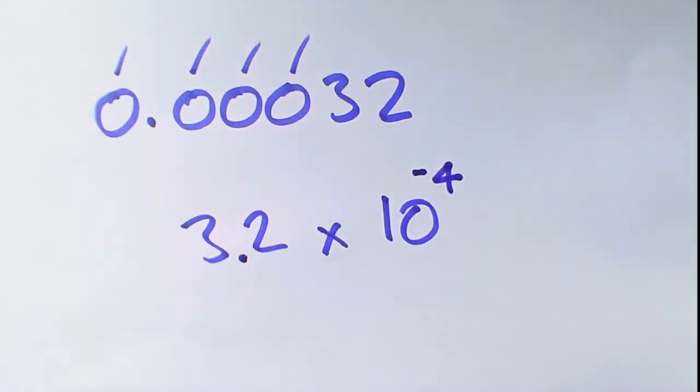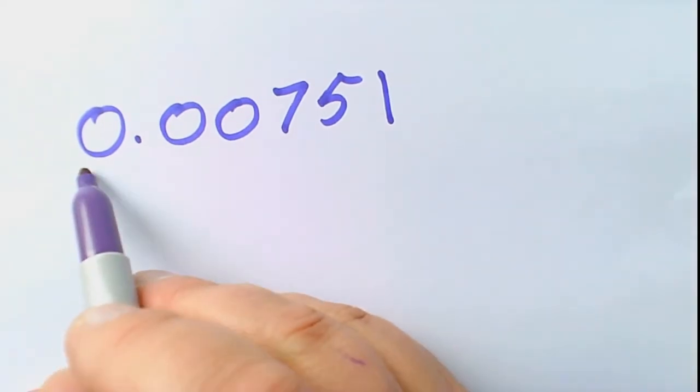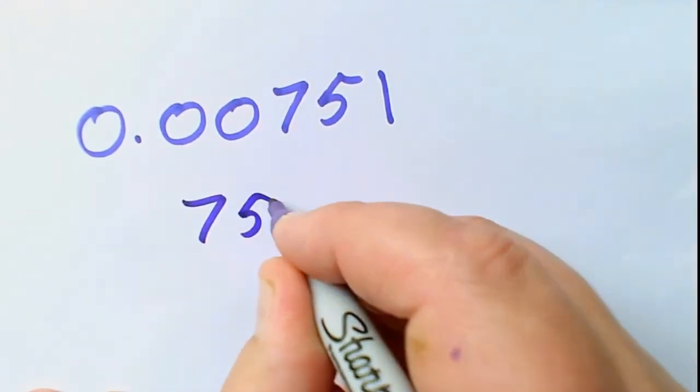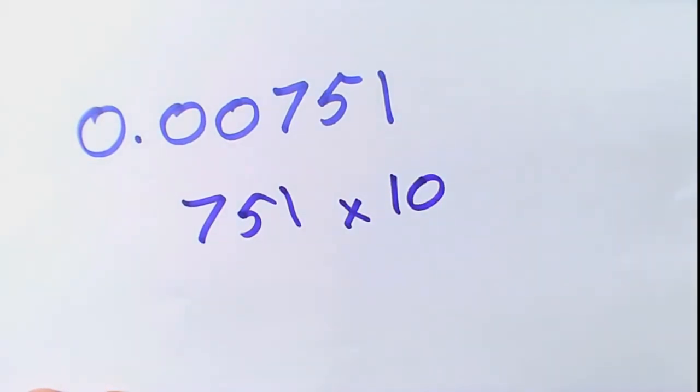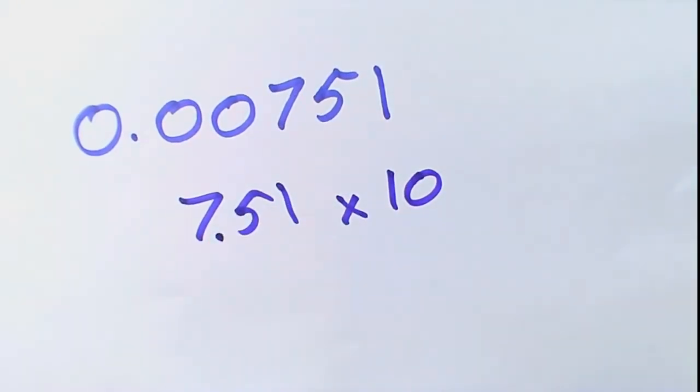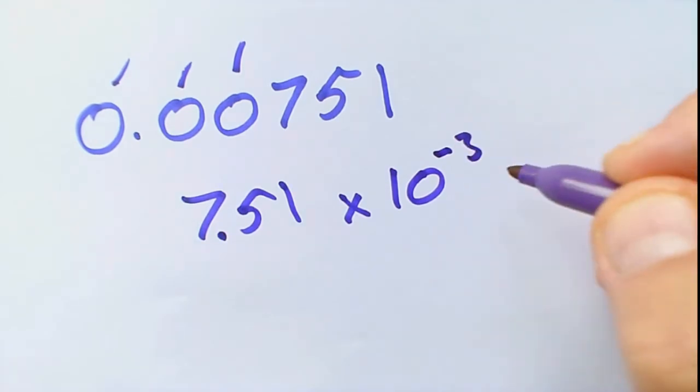So let's have a look at another one. Let's go through this one. You ignore all the noughts and then write down the number, just like we did before, and put times 10. So step 1 is the same as with big numbers. Step 2 is the same as with big numbers as well. Just put your point in. But step 3 is slightly different. Just count the zeros. But it's got to be a negative.